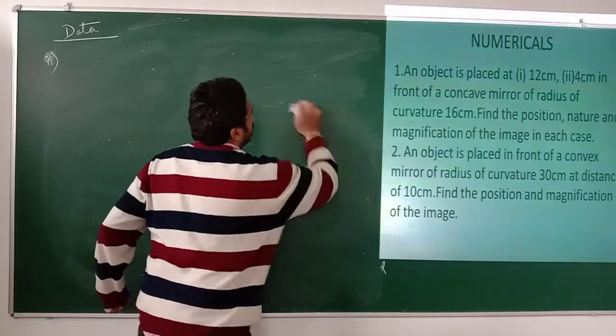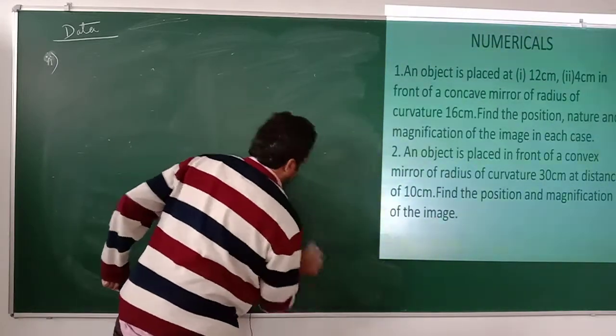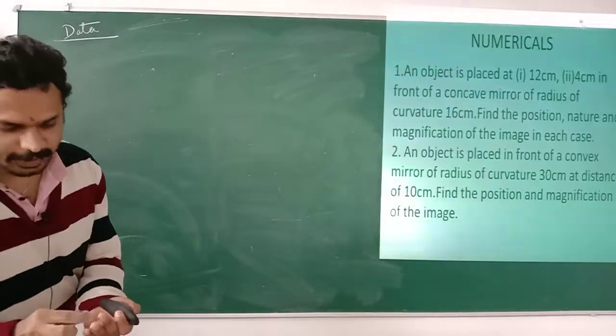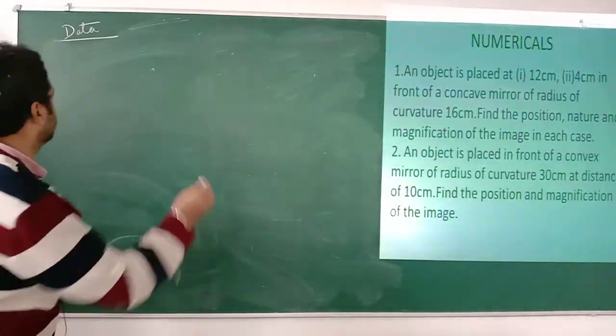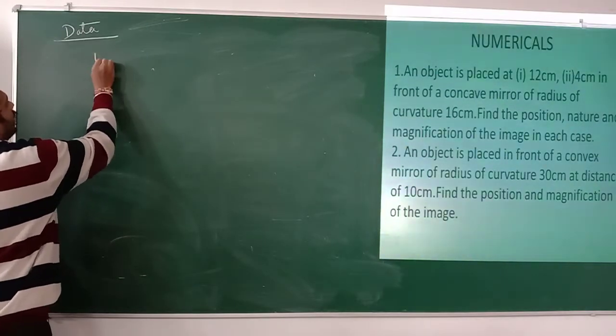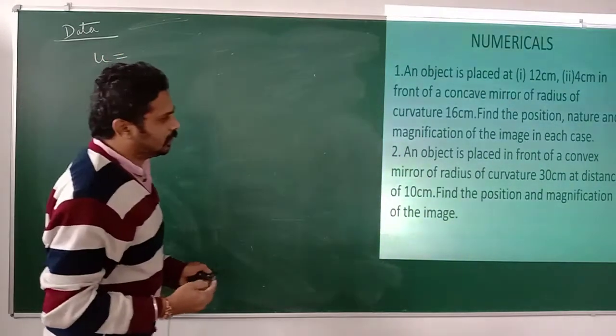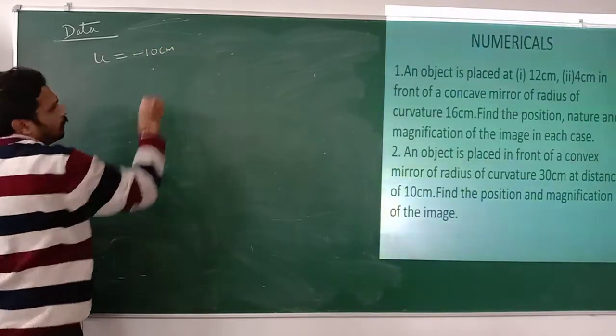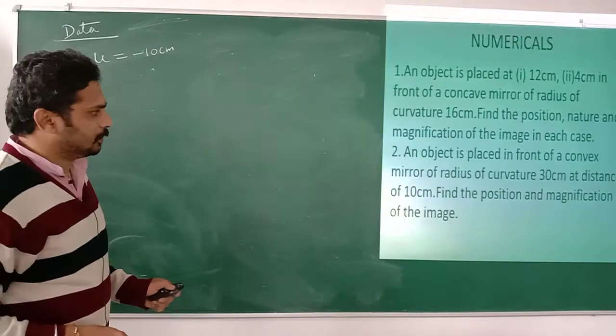Now the given data. Which mirror? Convex mirror. For a real object, the object distance is minus 10 centimeter. We are using the sign convention.